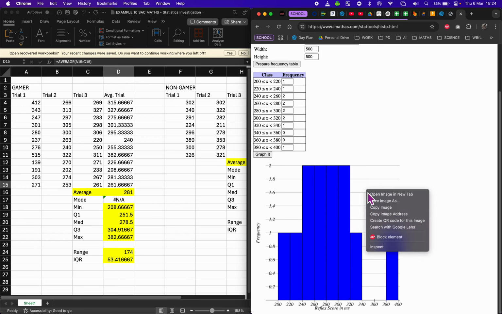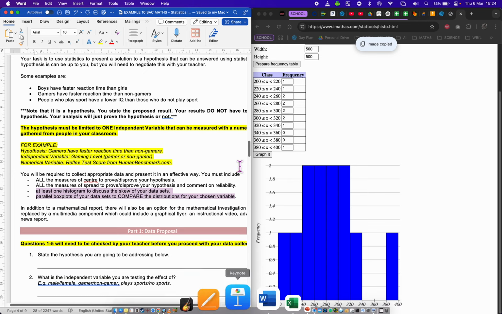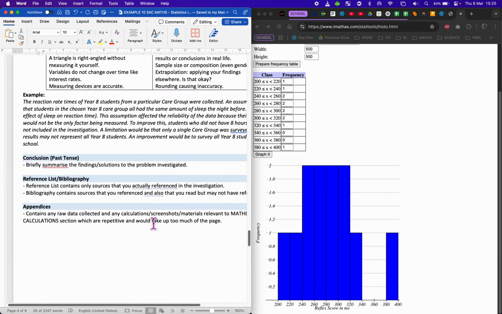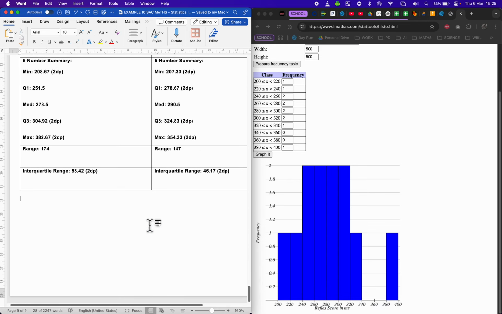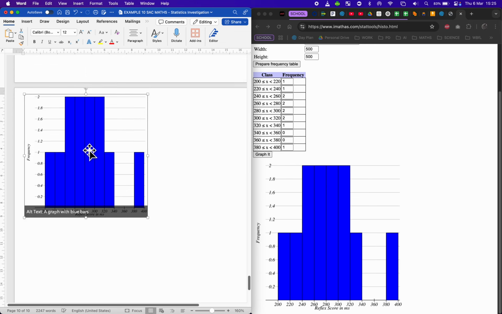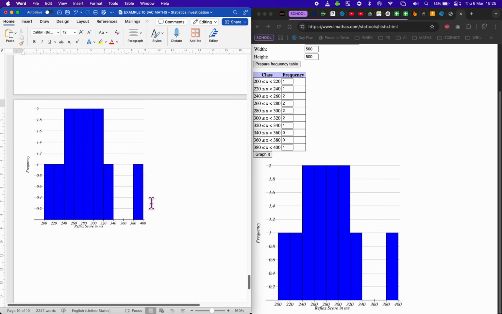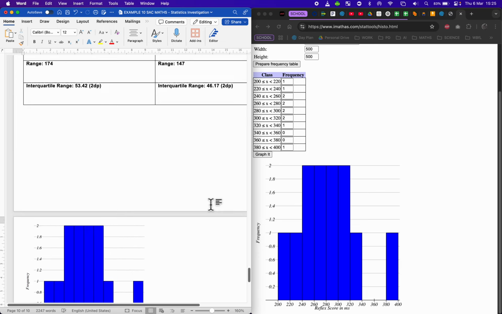So what you could do is you've generated this graph, copy image, and let's say you were doing your report on this same document. I can paste that diagram here. I can resize it. Reflex score in milliseconds. Done. That is how to do a histogram.